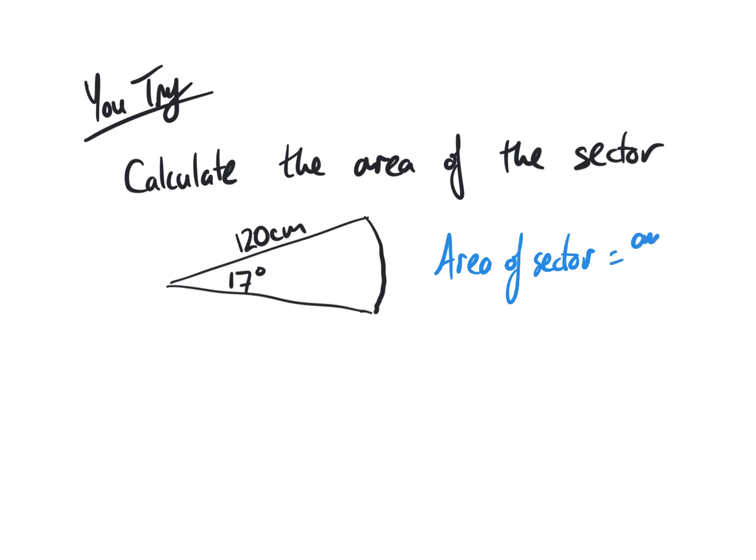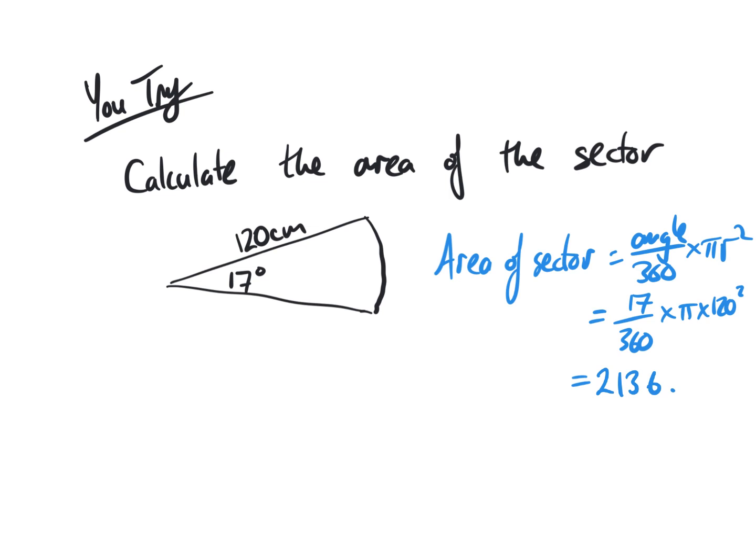is angle over 360 multiplied by the area of a circle, pi r squared. So that's in this case 17 over 360, that's my angle over 360, multiplied by pi times 120 squared. Now we're probably going to get quite a large number here, so don't be alarmed if that happens. And that comes to 2136.28. And then all I need to remember to make sure I've done is put the correct units in.